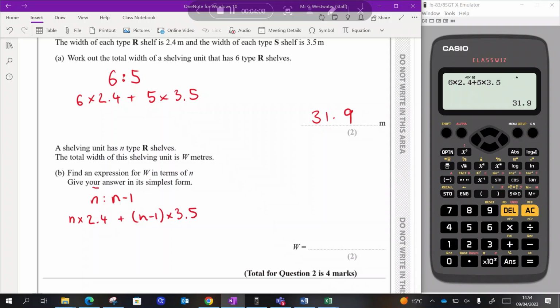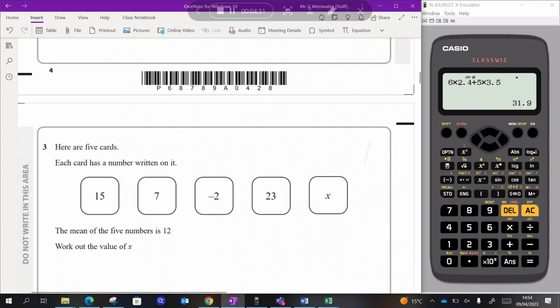But this asks for our answer to be in its simplest form. So let's think about this. This is 2.4n plus, if I expand this, 3.5n minus 3.5, and I can collect these terms together for 5.9n minus 3.5. Okay, on to question 3.